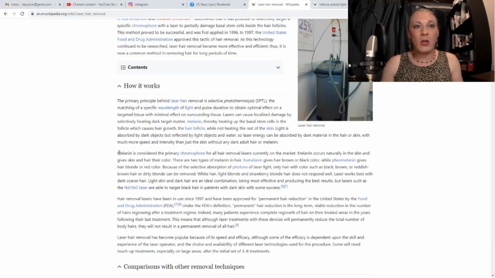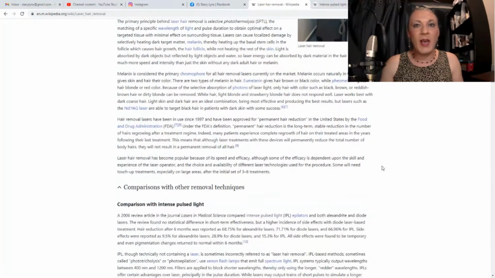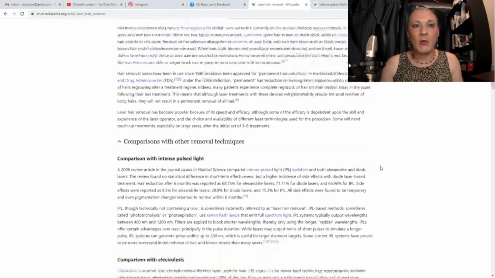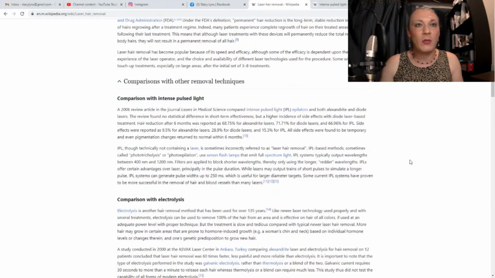The Wikipedia article goes on to mention that melanin is considered the primary chromophore for all hair removal lasers currently on the market. And there are different types of melanin too. We could go into that as well, but you could read that on your own if you like. It talks about how fast and efficient laser hair removal is, but we won't worry about that. We all know that. Now when I mention laser and light-based hair removal techniques, this one is a diode-style laser hair removal technique that they're talking about in this article.